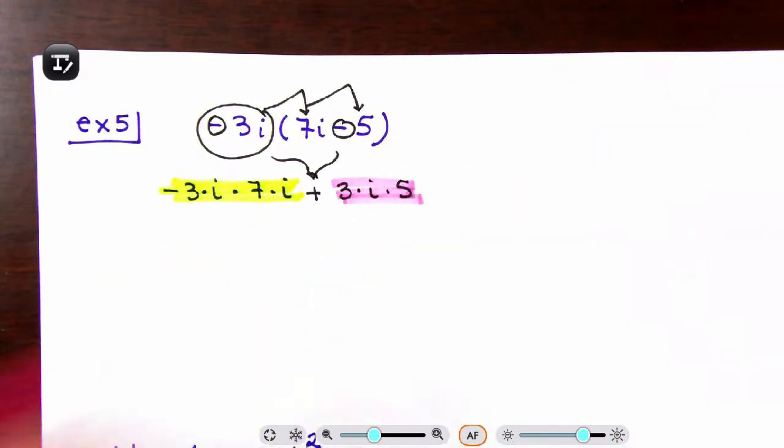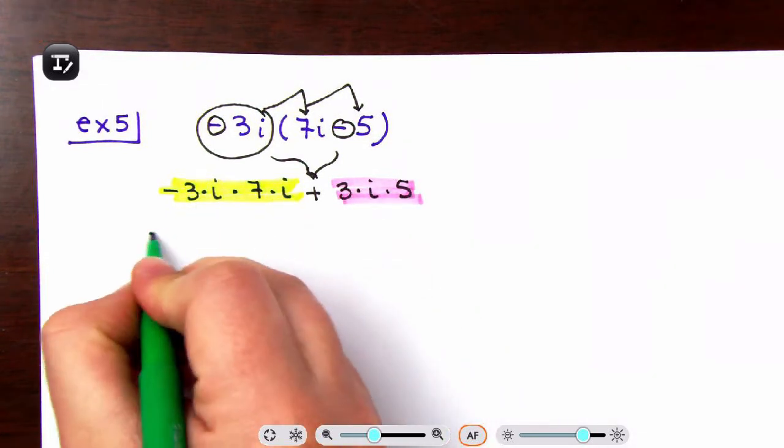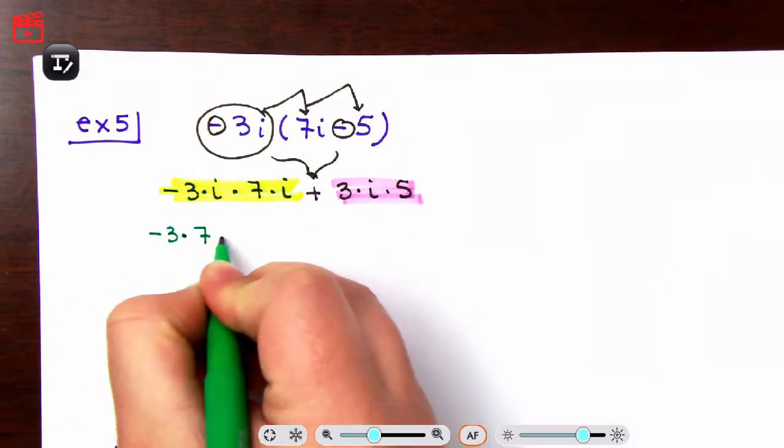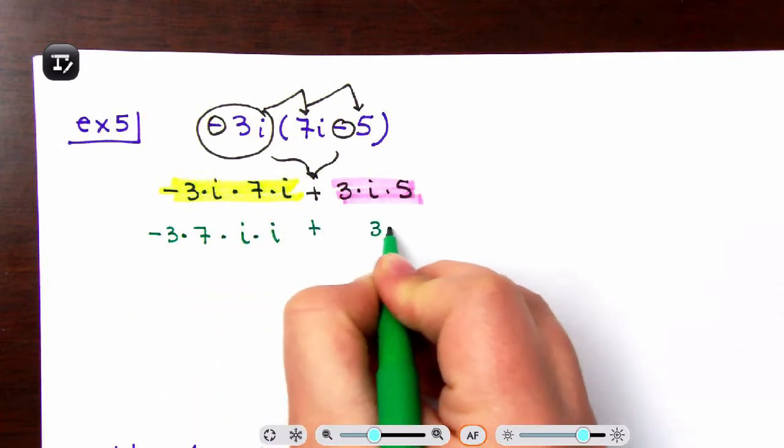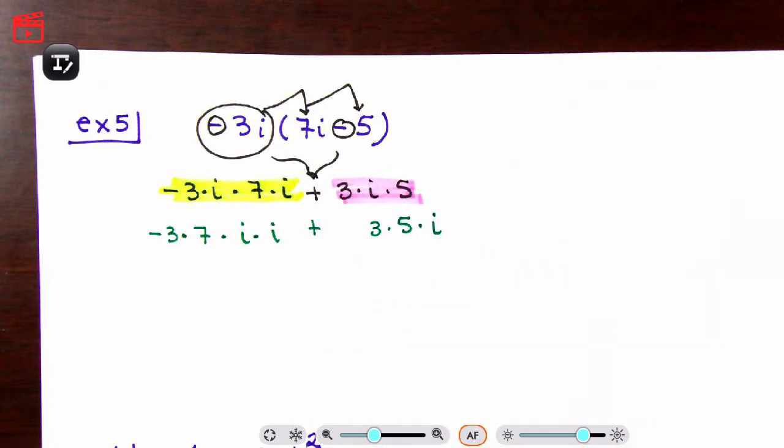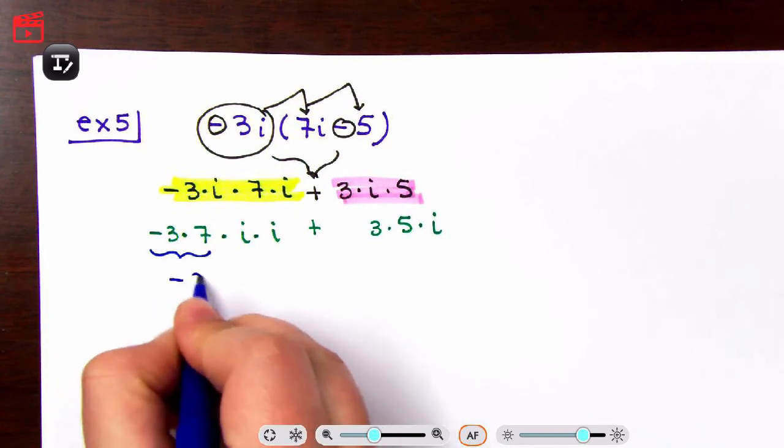Now these two, the yellow and the pink, are separated by addition. So everything in yellow gets multiplied, everything in pink gets multiplied. So what are we multiplying in yellow? You are going to multiply the numbers together, and then you're going to multiply the i together. Same thing here. You're going to multiply the numbers together, and then you have this i that's kind of random. Negative 3 times 7 is negative 21.